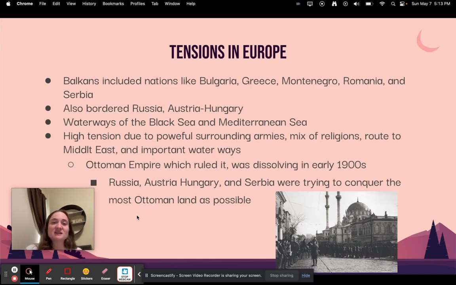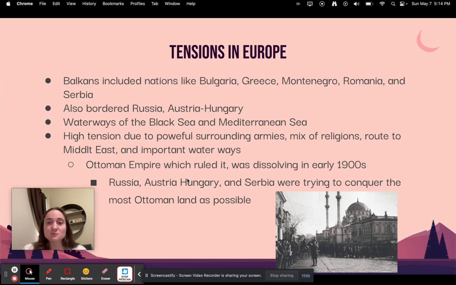So the Balkans included nations like Bulgaria, Greece, Montenegro, Romania, and Serbia. There were also borders between Russia and Austria-Hungary. The waterways which were important include the Black Sea and the Mediterranean Sea. And there was a lot of really high tension in the Balkans due to powerful surrounding armies, especially with Austria-Hungary and Russia. There's a mix of religions. So there's Christianity, a lot of different sects of Christianity, and also Islam, sorry. And then it was also a route to the Middle East and other important waterways.